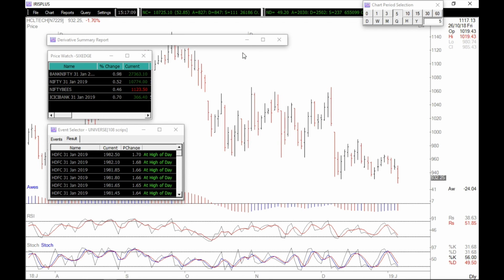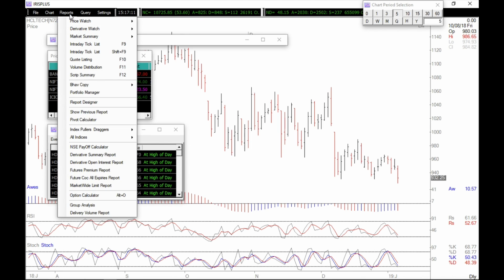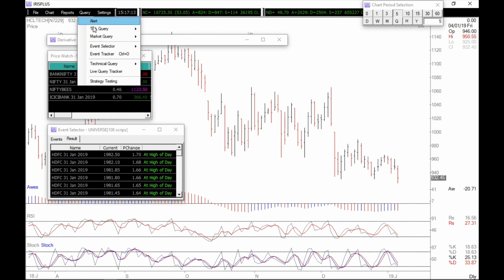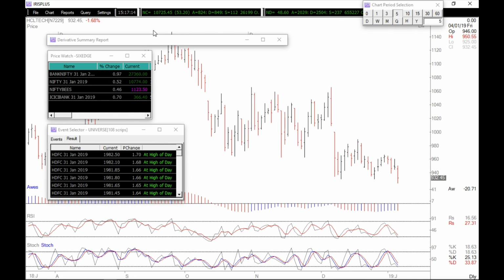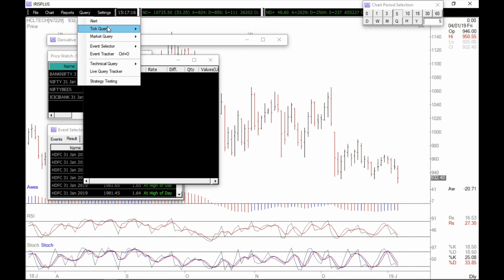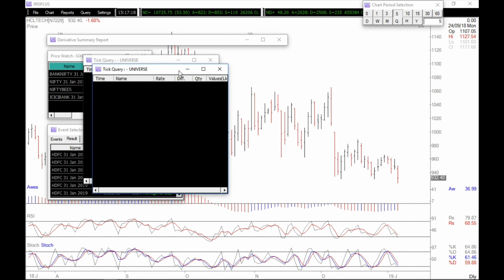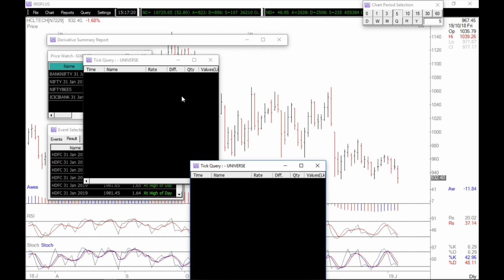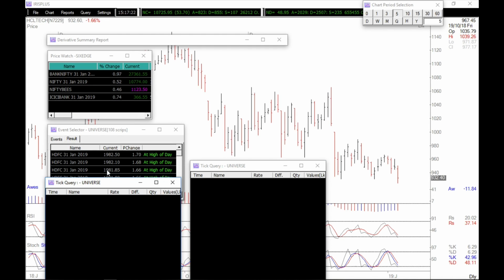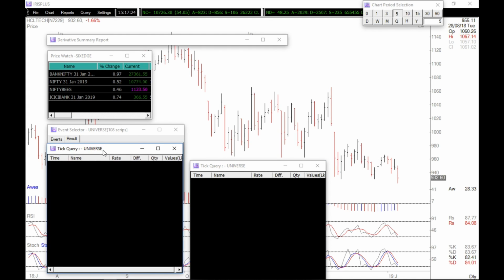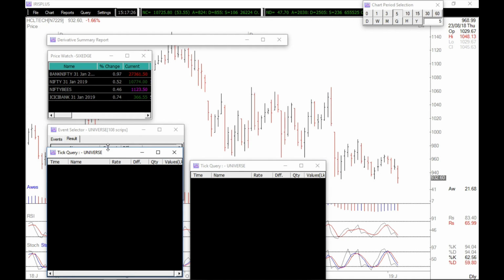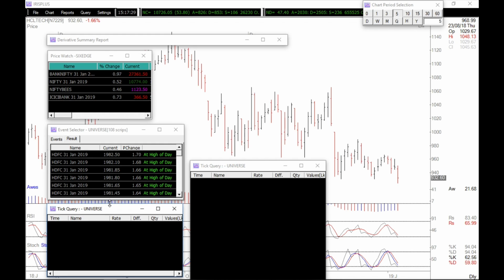And there's one more thing I generally look into, which is not there. I'll plot it in front of you, which is the tick query. Tick query is a very powerful box which tells me which stocks are going through institutional interest of buying as well as selling, and that particular trade had happened right at the highest point of the day. So I keep these two boxes open.